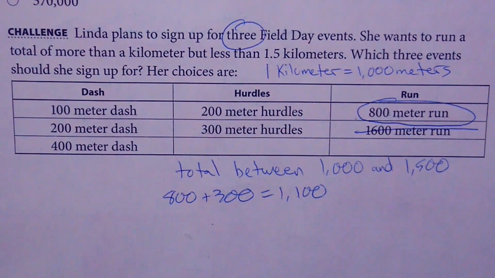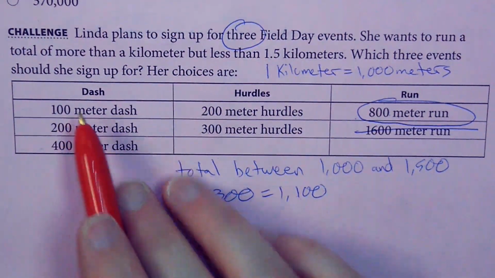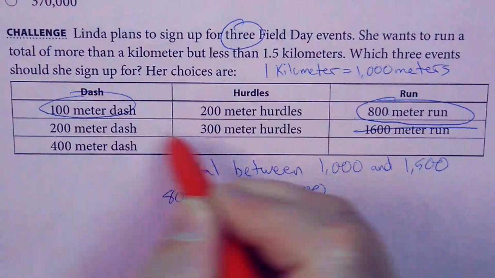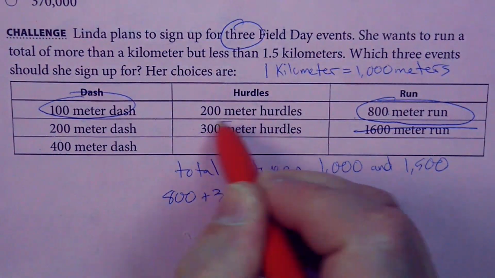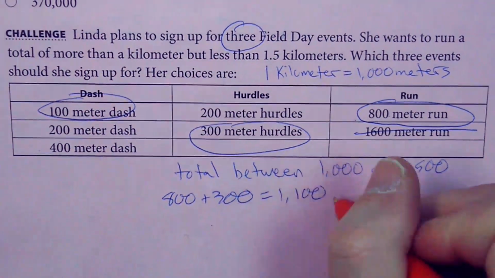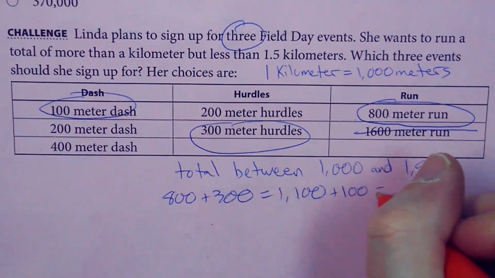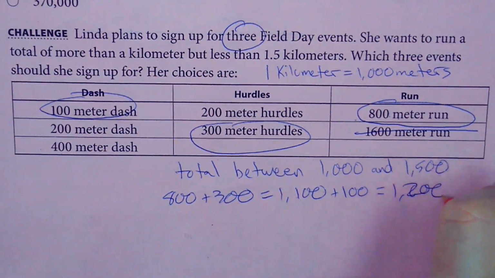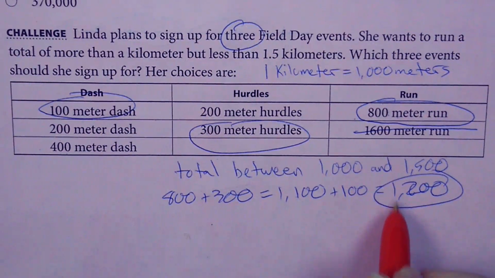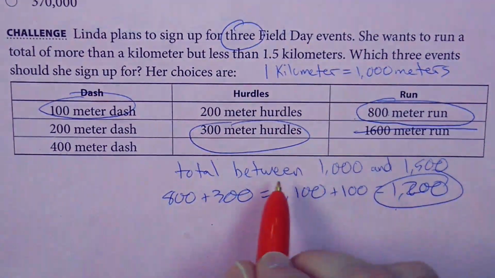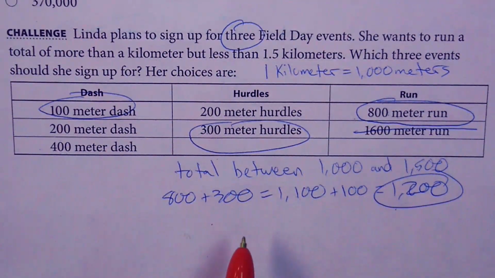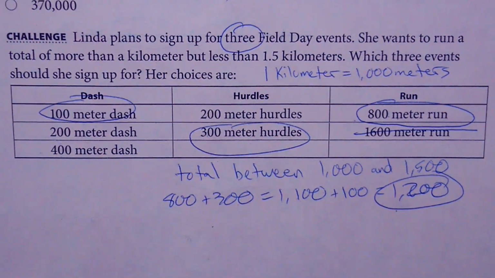So we just need one more event. So we could say even the 100-meter dash. Let's see. So 1,100 plus 100 equals 1,200. Great. We're still in the ballpark. That is more than 1,000, but less than 1,500. So there's a few different ways to solve that. So she can choose any of those.